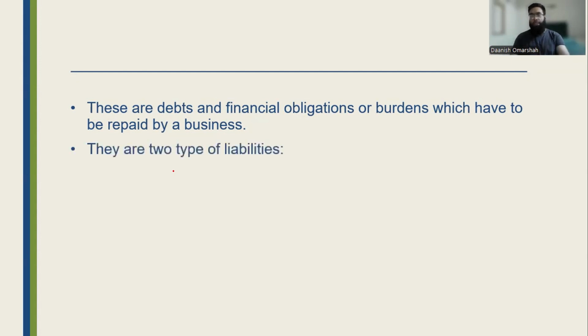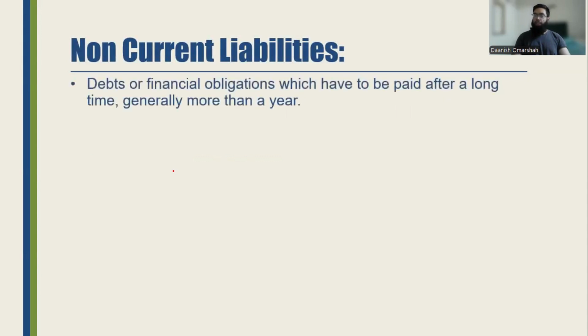Now, remember, just like assets, there were two types, non-current and current. Similarly, even in liabilities, there are two types, non-current liability and current liability. The concept is very similar to the non-current and current assets. Like in non-current assets, they were assets held for more than a year, if you remember. Same goes for the liabilities. So non-current liabilities are those debts which have to be repaid after a very long time, generally more than a year. Now, most commonly, there are two examples of non-current liabilities.